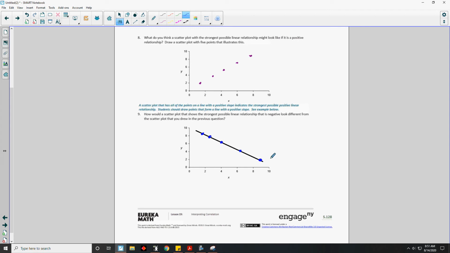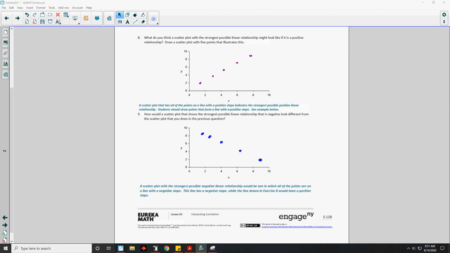Okay, and then I would delete my line. So if you just used a ruler and put dots on your paper, that would be perfect. So there it is. That's what it would look like. The strongest negative linear relationship would be 5 points right on a line. So now we would say a scatter plot with the strongest possible negative linear relationship will be one in which all of the points are on a line with a negative slope or rate of change. This line has a negative slope, while the line drawn in exercise 8 would have a positive slope.